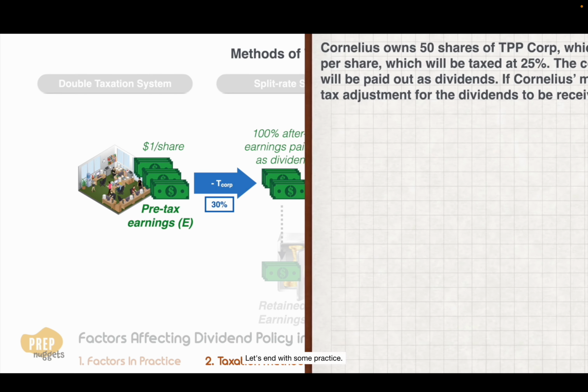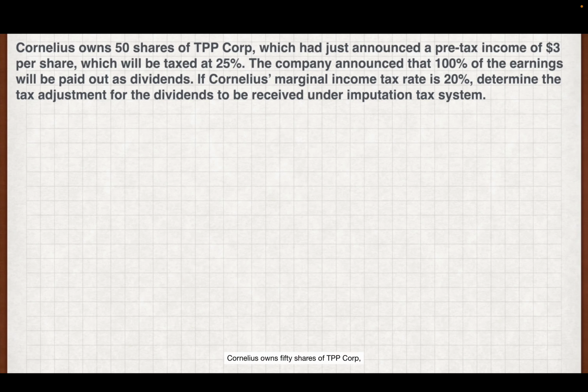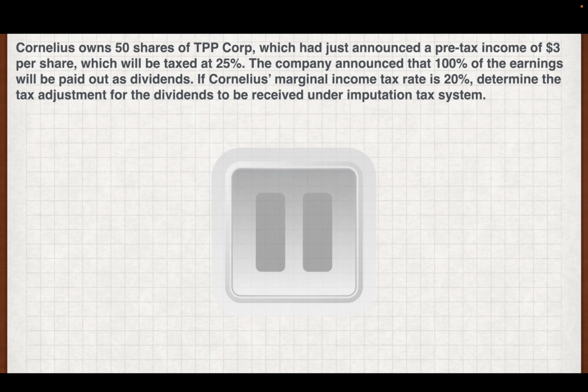Let's end with some practice. Cornelius owns 50 shares of TPP Corp, which had just announced a pre-tax income of $3 per share, which will be taxed at 25%. The company announced that 100% of the earnings will be paid out as dividends. If Cornelius's marginal income tax rate is 20%, determine the tax adjustment for the dividends to be received under imputation tax system. Pause the video now and work out your answer.